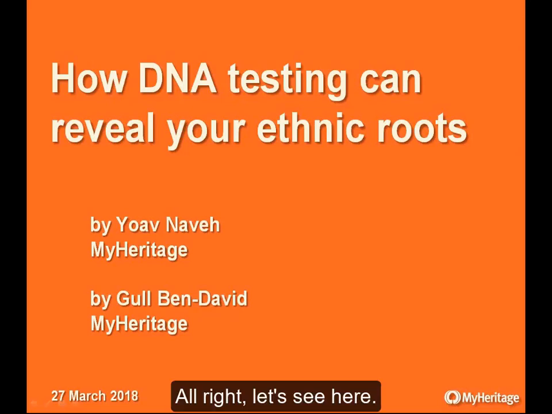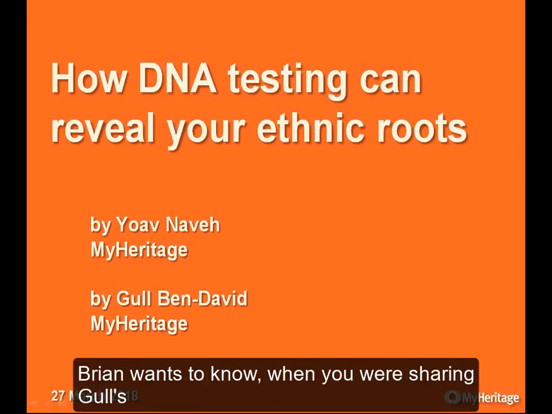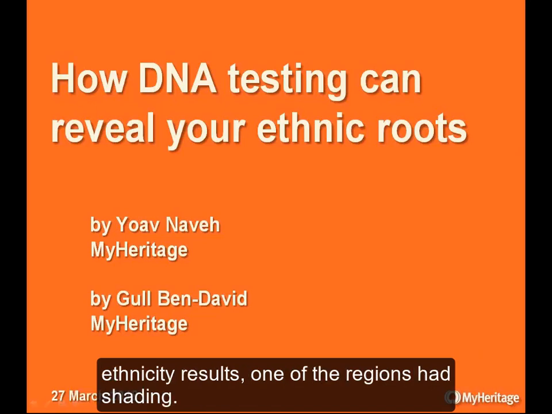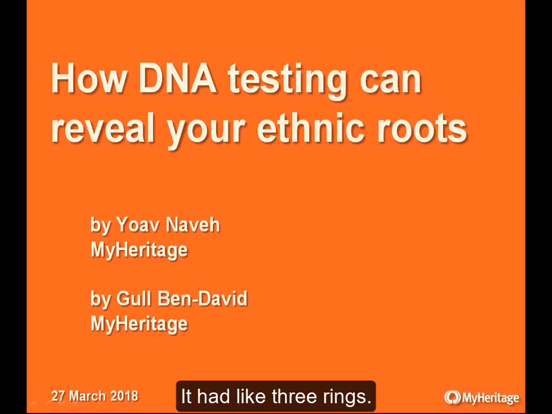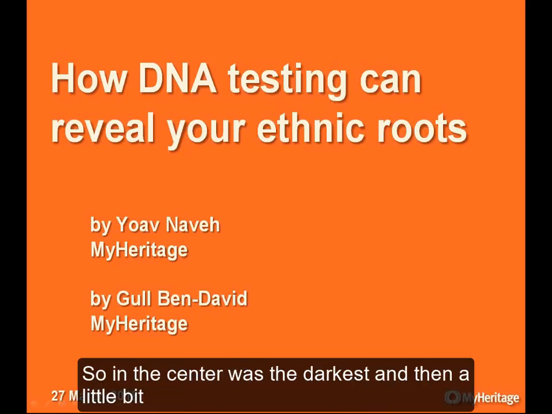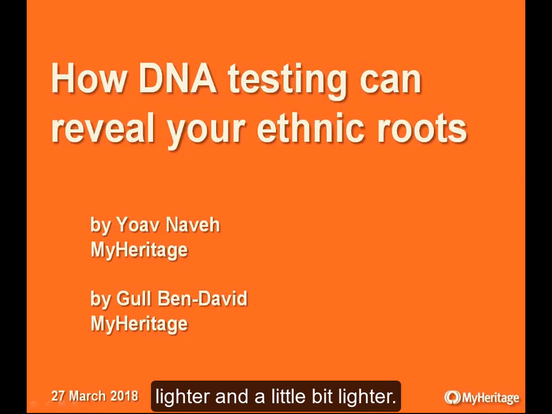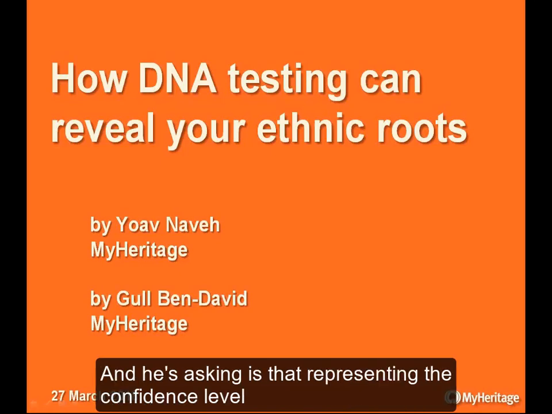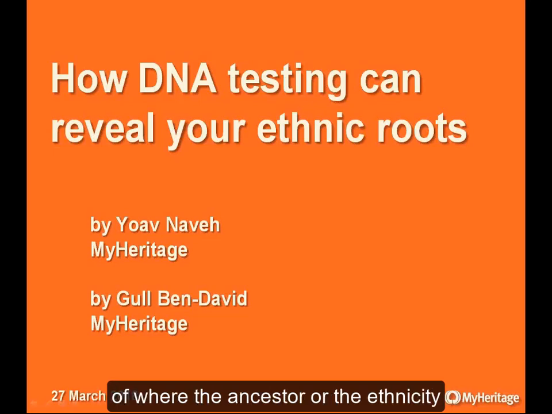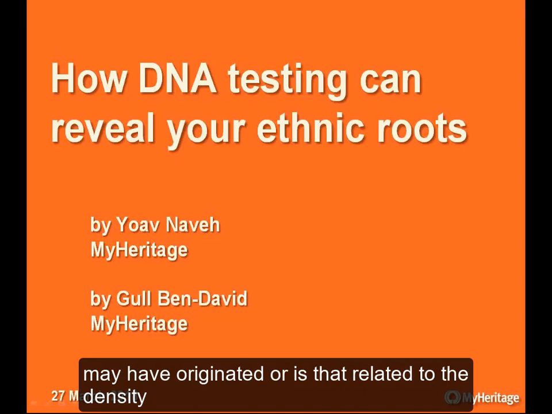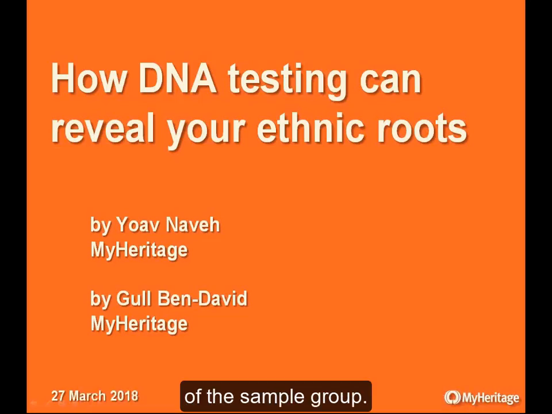All right, let's see here. Brian wants to know, when you were sharing Gull's ethnicity results, one of the regions had shadings. It had like three rings. In the center was the darkest, and then a little bit lighter, and a little bit lighter. Is that representing the confidence level of where the ancestor or the ethnicity may have originated, or is that related to the density of the sample group?